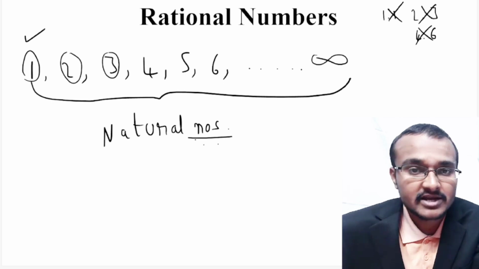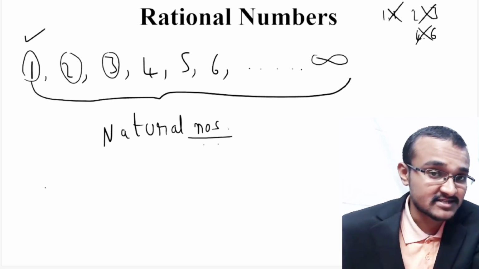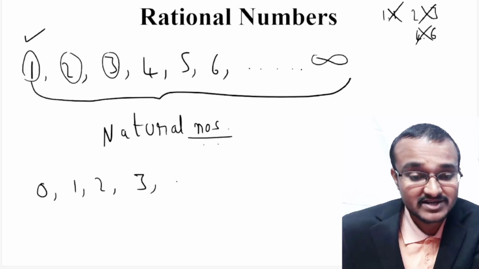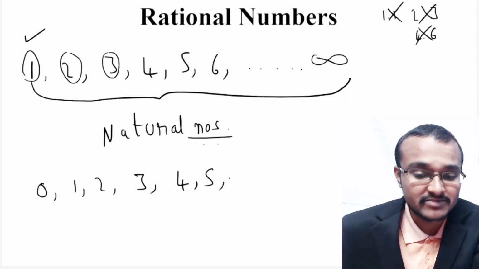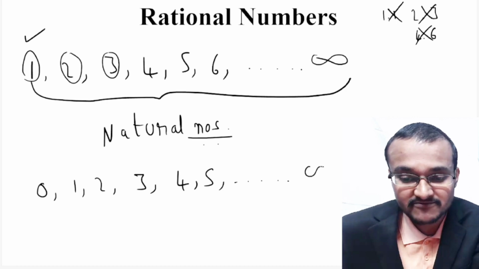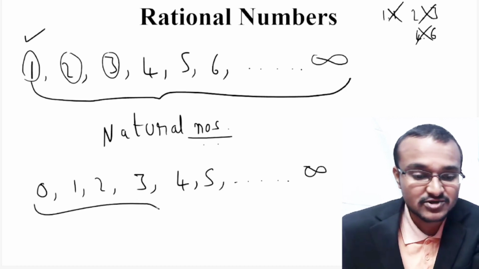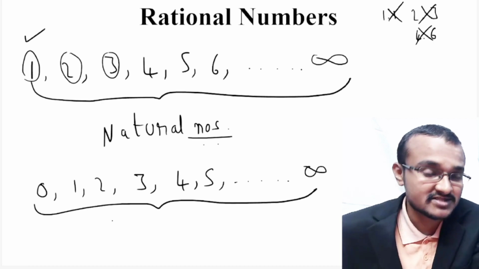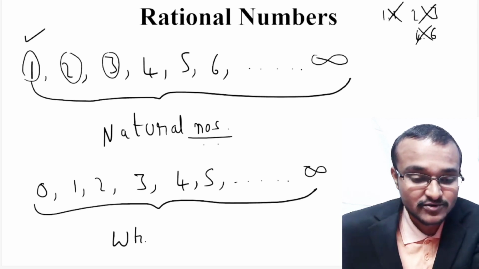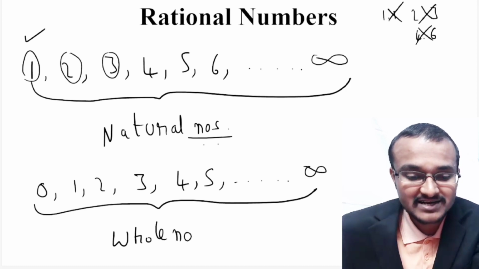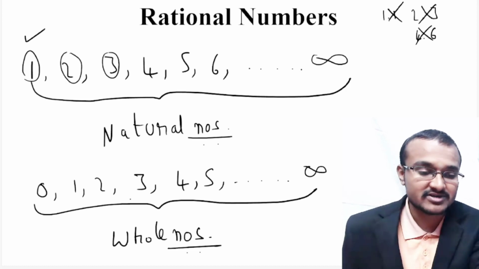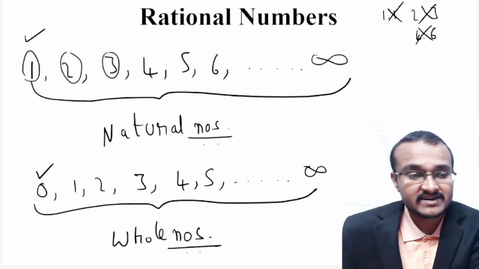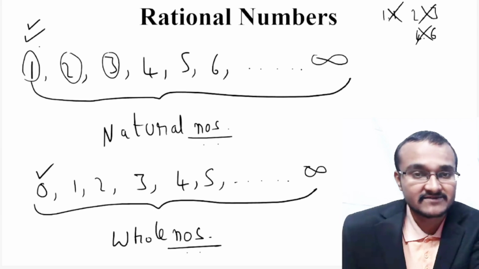So these are natural numbers. Now you might be wondering where the 0 has gone. If you add 0 to the natural numbers, then they become whole numbers. Here also it will go up to infinity, but 0 is also added. The only difference between whole numbers and natural numbers is that whole numbers start from 0 till infinity, and natural numbers start from 1 till infinity.